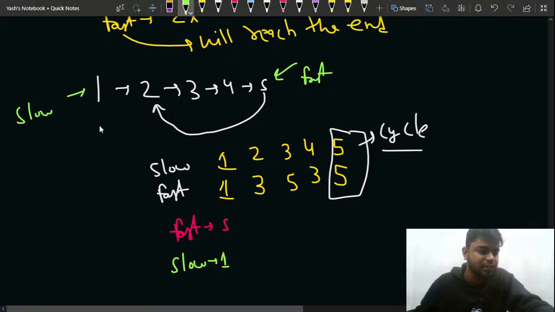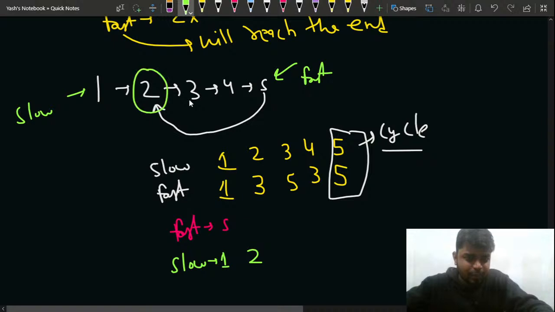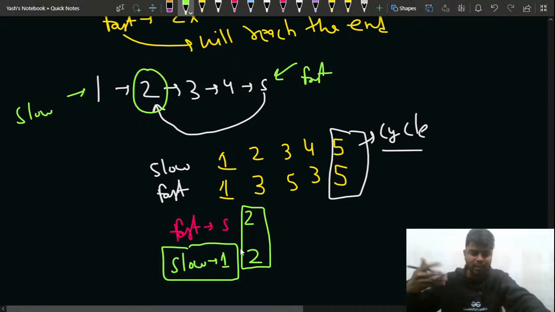Okay, right? So now what will happen? My fast is at 5 and slow is at 1, so now both of them will be moving by 1. My slow moves to 2, it moves by 1, and fast also moves by 1. Fast is currently at 5, so 5 moves by 1 node, so it reaches 2, right? So you can see that after you have marked your slow towards the head, whenever fast and slow move by 1 and they are equal, that will be the starting point of the loop in the linked list.